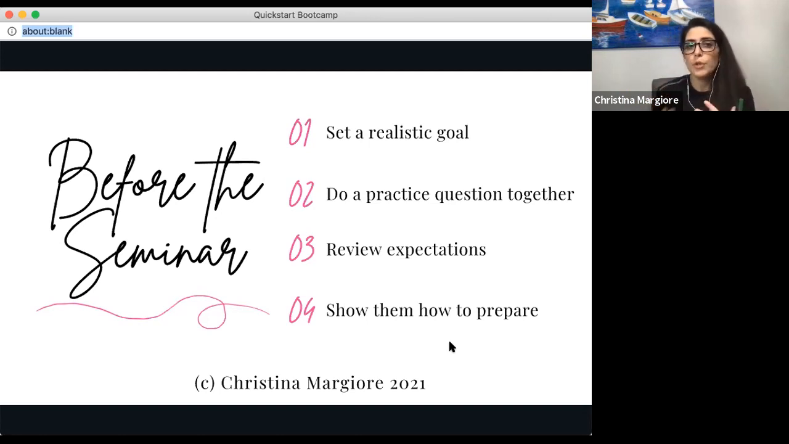Do you want them to produce a complex sentence with a because? Do you want them to produce a subjunctive because you're in an IB AP class? What are your expectations for students? Them knowing this will make them more comfortable and show them how to prepare. Put that question on the board and show them, this is how you bullet out your answers. This is what you should be doing.